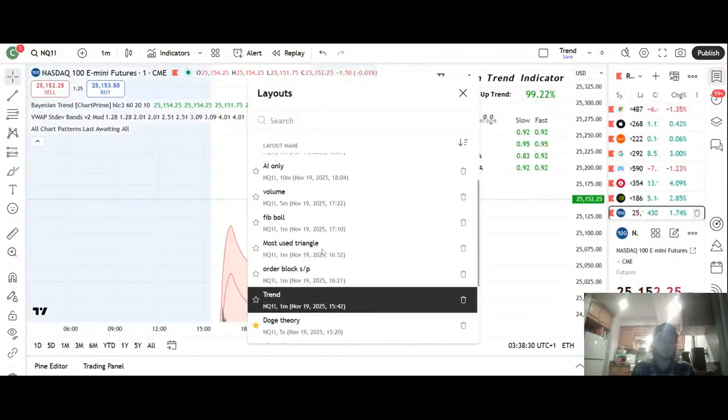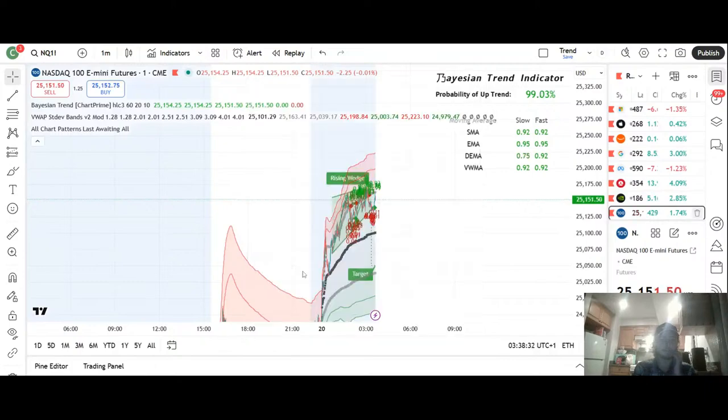Triangle has, actually, order blocks. Order blocks is a gorgeous one too. Okay, order block.